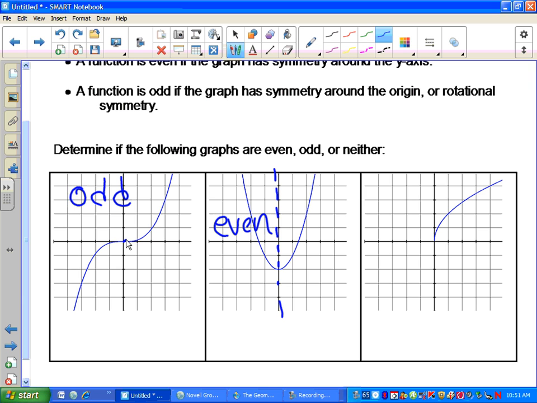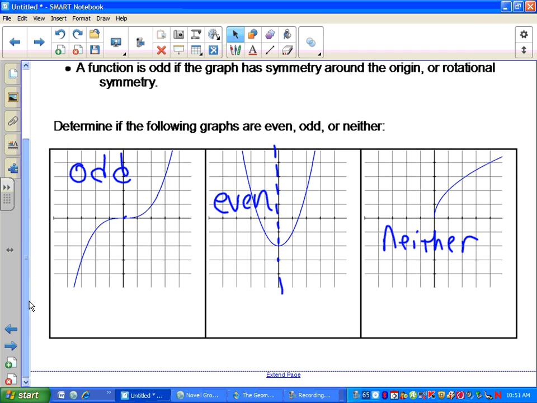What about the last one? Even, odd, or neither? If I rotate it or fold it, it's neither, right? So that's really, really straightforward. Okay? Very, very straightforward with that.